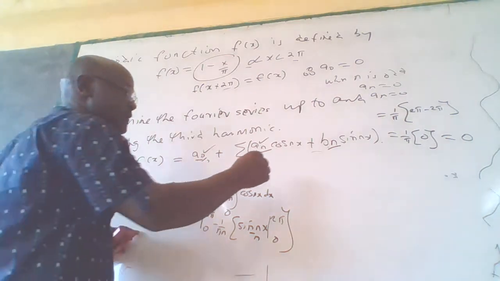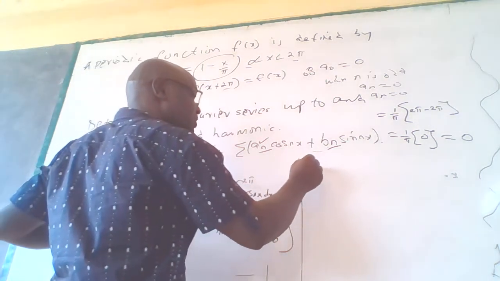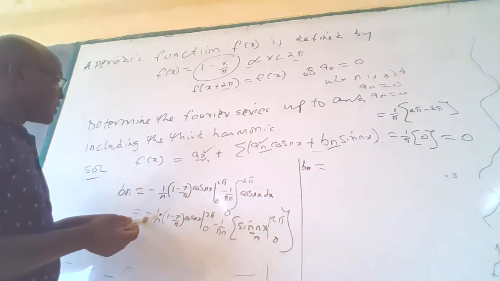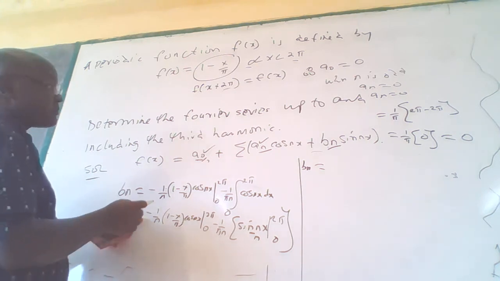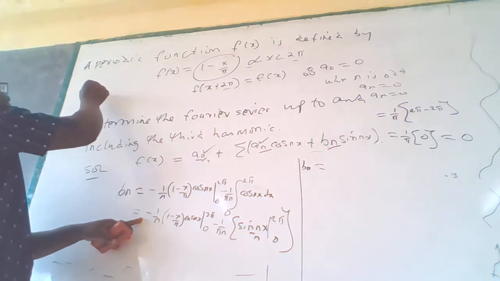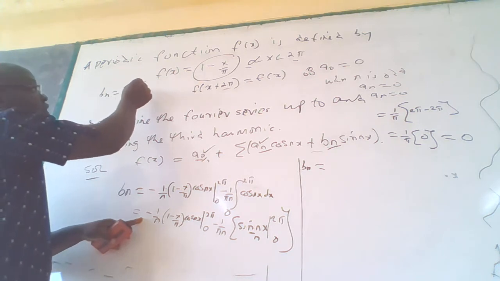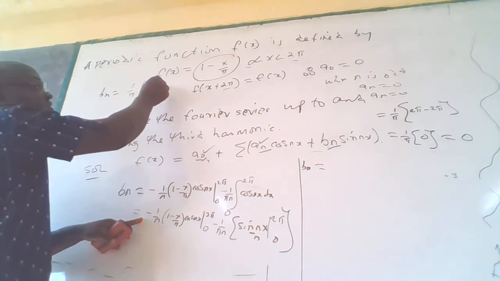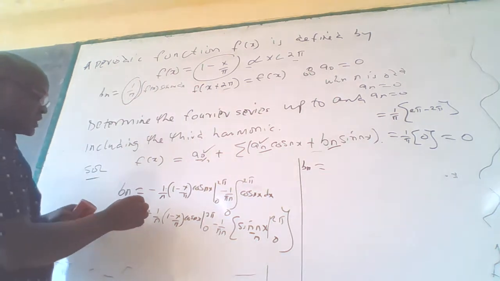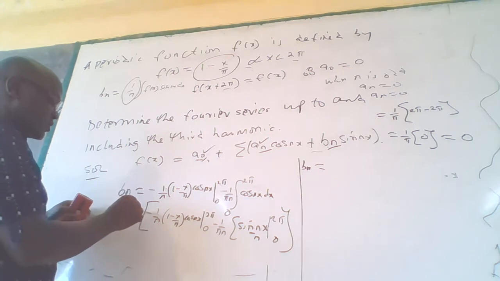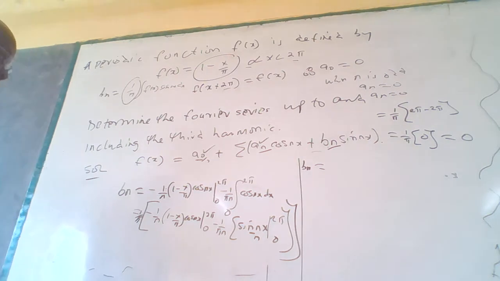Okay, so at this point, we now have Pn equals, but I want you to remember this. Pn was given by 1 over pi into the integral of f of x sin nx dx. So remember this pi is outside. It's outside here, 1 over pi like that. So we need not to forget that.